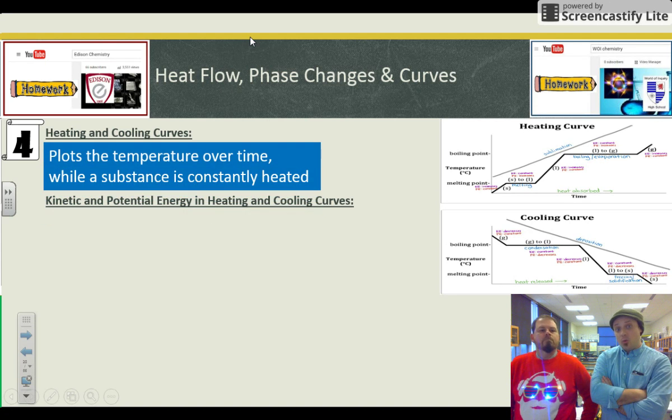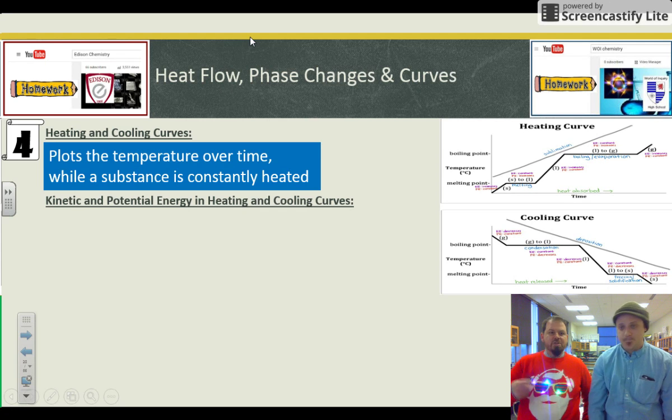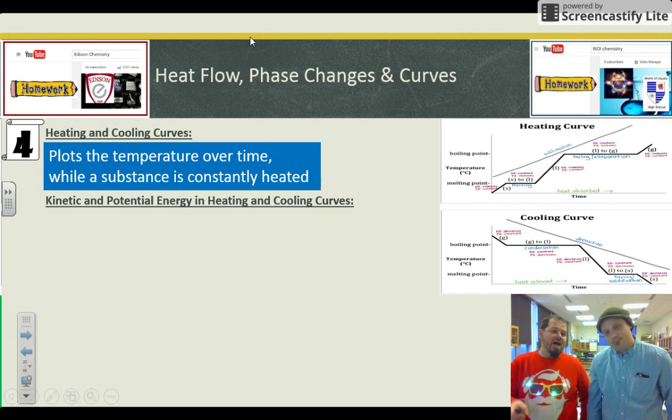What a basic heating and cooling curve is, it's a plot, a graph. It shows how temperature is changing when heat is being absorbed or released into a system, like a beaker containing water. The key is that just because temperature doesn't change doesn't mean we're not still adding the heat. We are still constantly adding the heat at a constant rate. So that's a key piece.